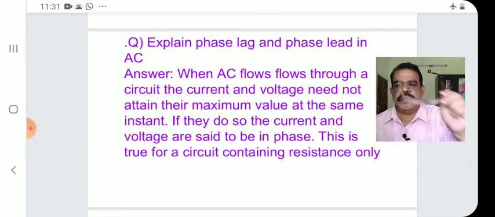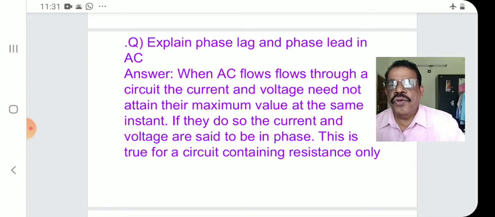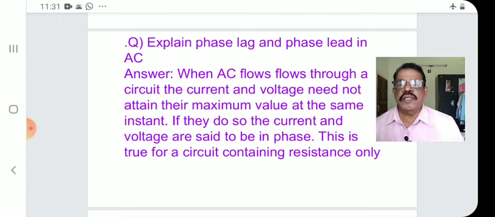You look here, what is phase lag and phase lead? When AC flows through a circuit, the current and voltage need not attain their maximum value at the same instant.